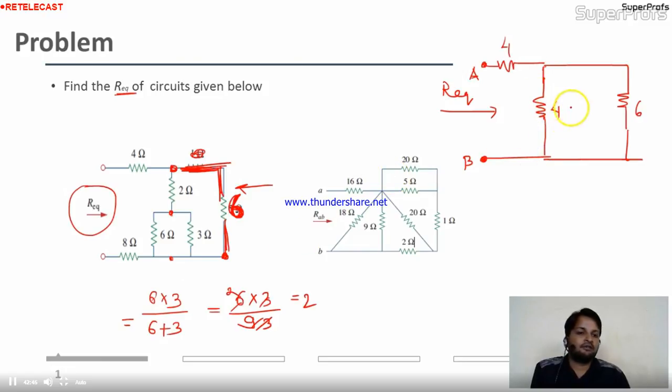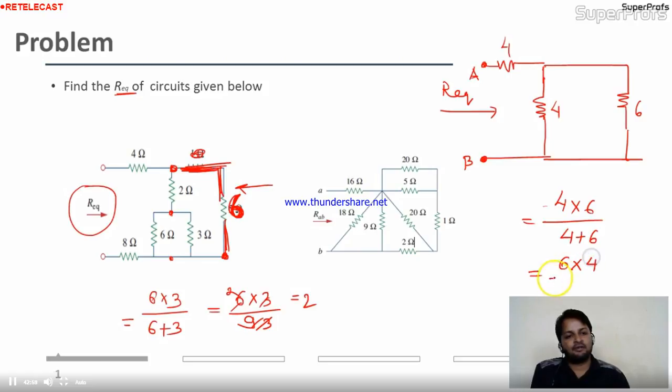Is it okay? Now this 4 and this 6 are connected again in parallel combination. So the resultant of these two is 4 into 6 divided by 4 plus 6. Is it okay? It means 6 into 4 divided by 10. 2 2s are 4, 2 5s are 10, 6 2s are 12, by 5. The resultant combination of these two is 12 by 5.